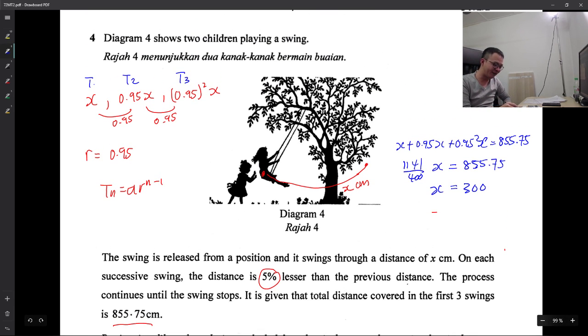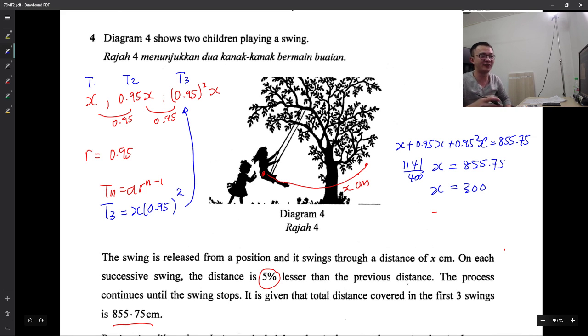Because 0.95 multiply 0.95 again, so you will get 0.95 square, right? Or you can think about T3, it will be a is x, r is 0.95, and then this is 3 minus 1, which is 2. So this one explains why I get 0.95 square.